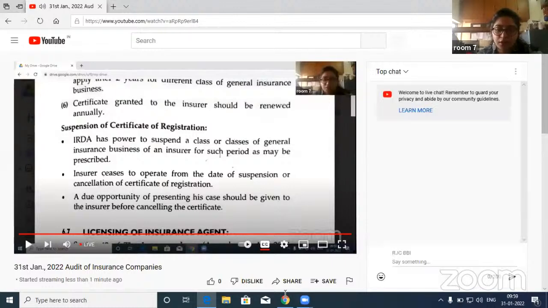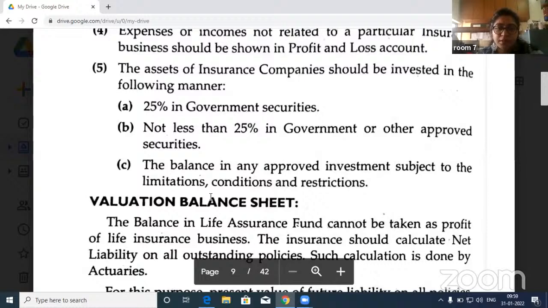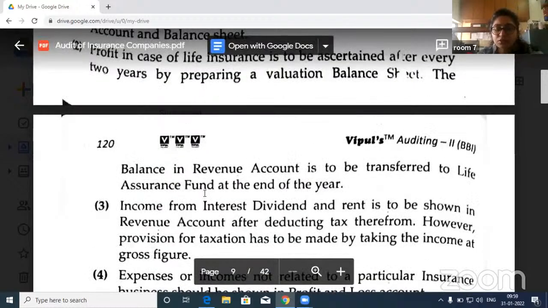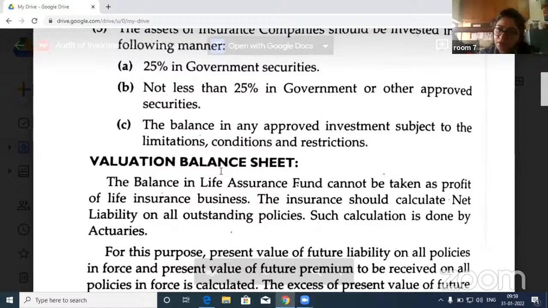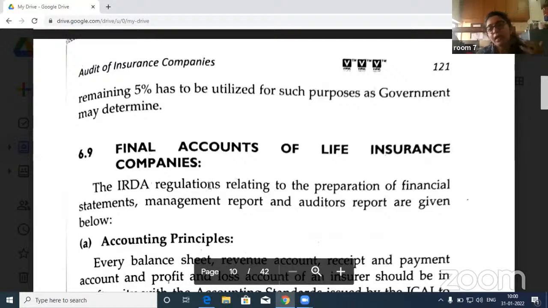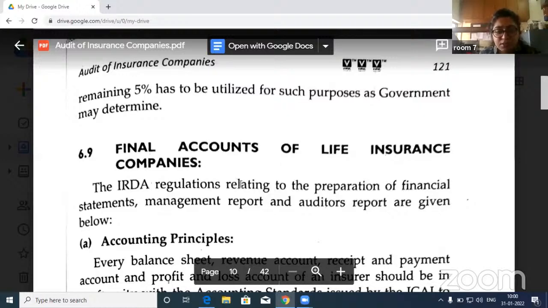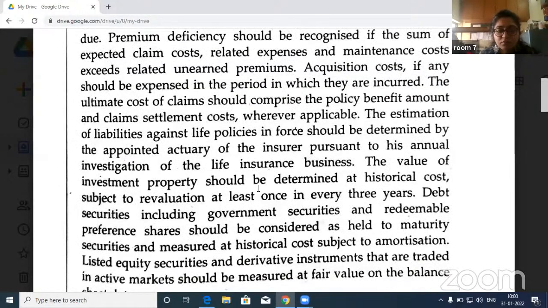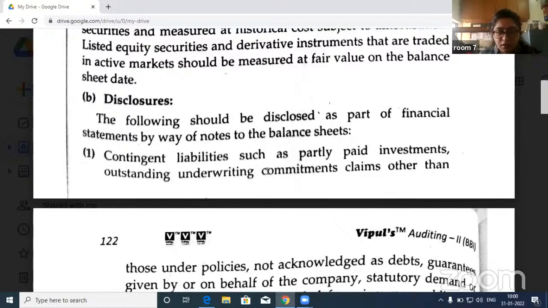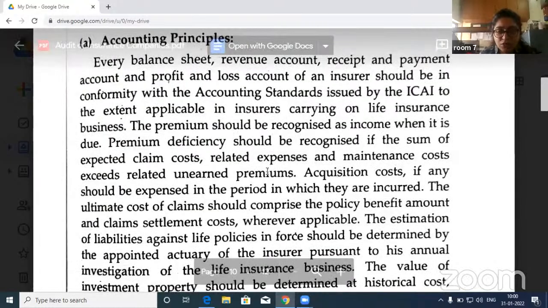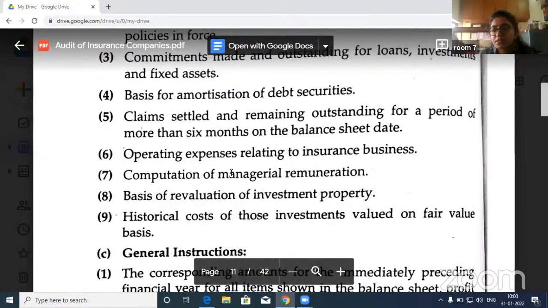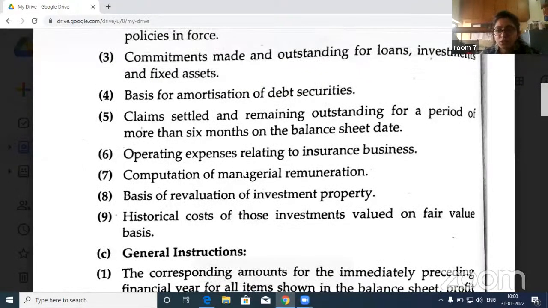Okay. So we did the books that are required to be maintained in life insurance companies and general insurance as well. Okay, valuation balance sheet, which is also very important, and it shows you the total profit, the gross profit that a company earns. Okay, final accounts of life insurance companies. We covered these points. I hope you all remember accounting principles, disclosure. These are the points that we discussed, what all things we need to disclose.